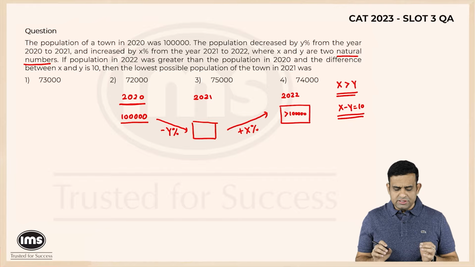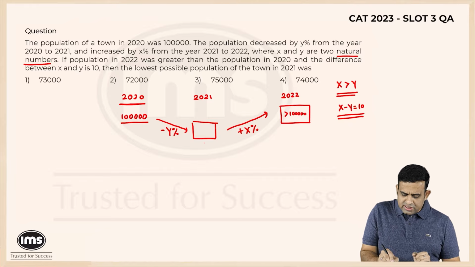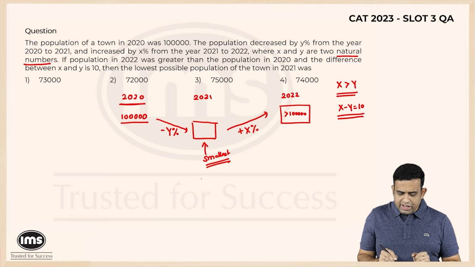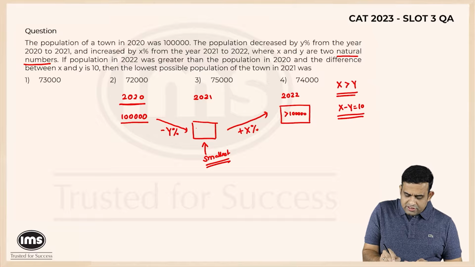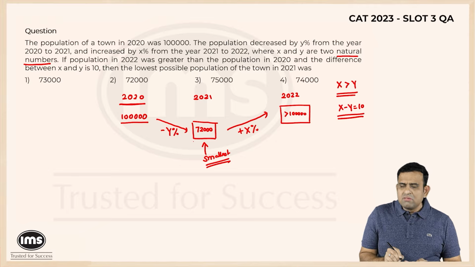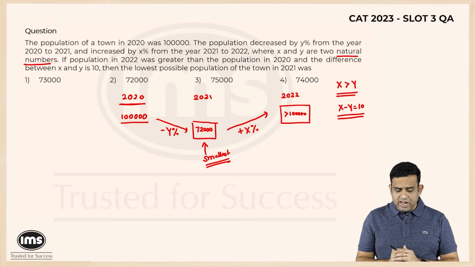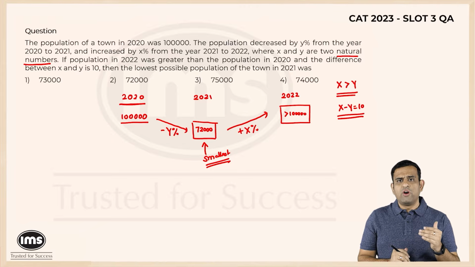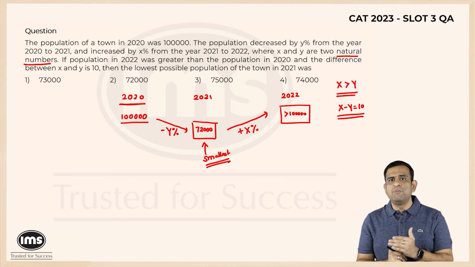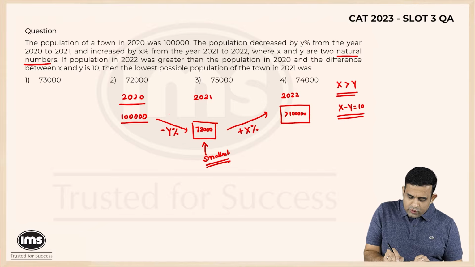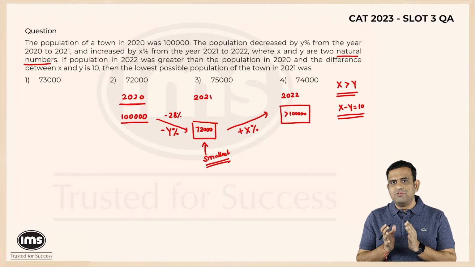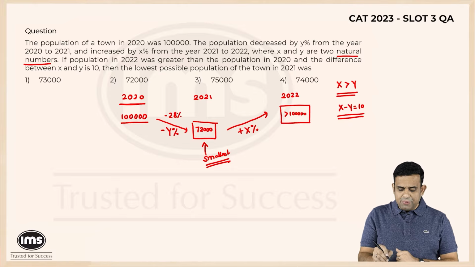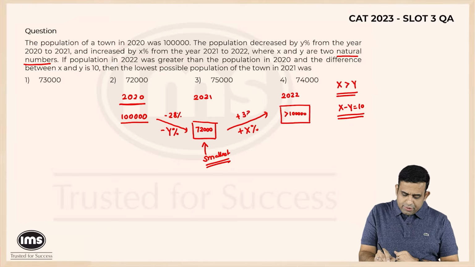So in this particular case, since my target is to find out the smallest value in 2021, one can start with, let's say, option number 2 being the smallest. If this is 72,000, if it is true, what does that mean? If something is going from 1 lakh to 72,000, it is dropping by 28%. So the value of y is 28. In that case, if x minus y is 10, the value of x must be 38%.